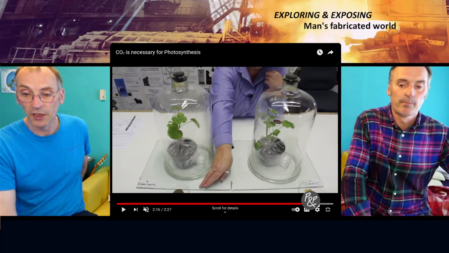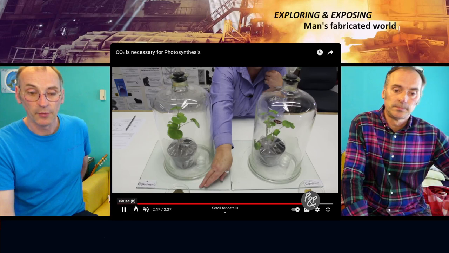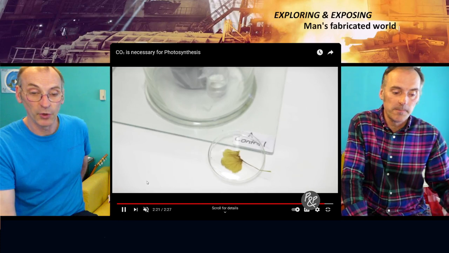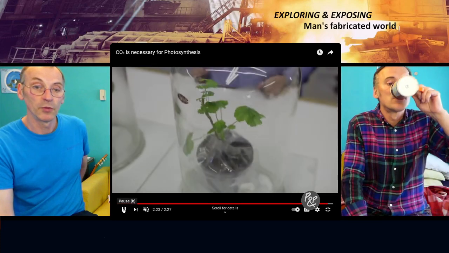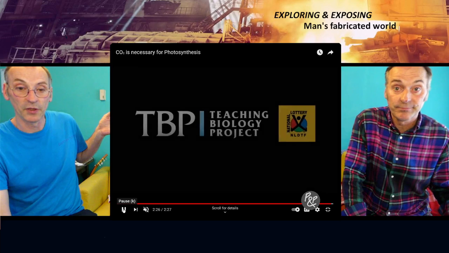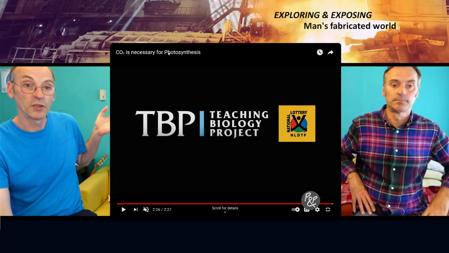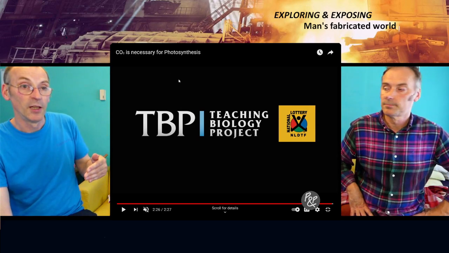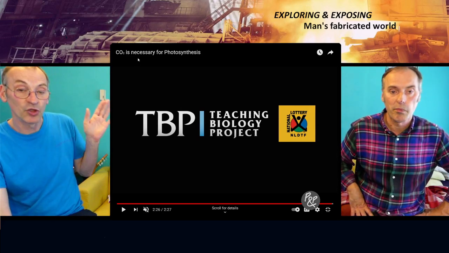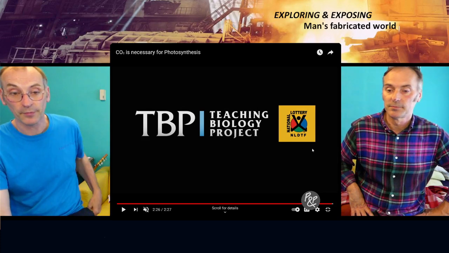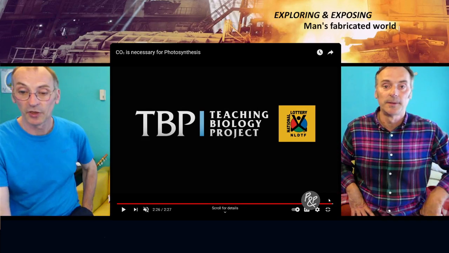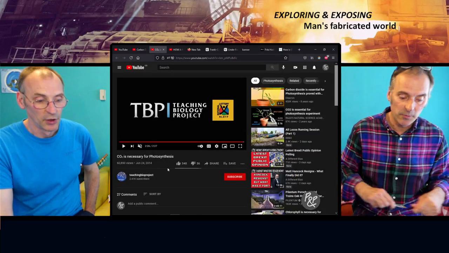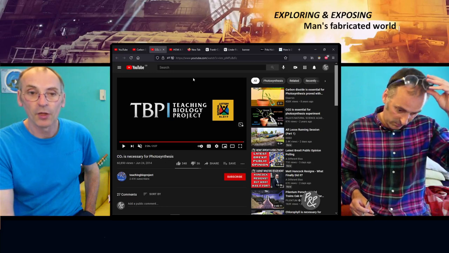But we can see the leaf on the other side looks very dark, whereas the leaf there looks much lighter. So this is just a pure contrivance at the end of the day. CO2 is necessary for photosynthesis? No way. Come on, that's just a claim, and there's no proof that claim is true, especially in the natural environment. So we've done that one then, Peter. Let's go on.